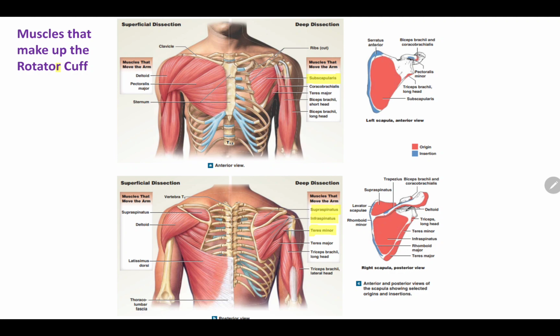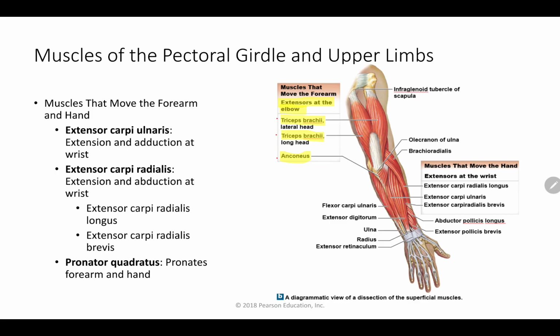Remember these muscles that make up the rotator cuff, right? It's going to be the subscapularis that you can see right here. It's also going to be the supraspinatus, infraspinatus, and teres minor. Remember these muscles, okay? Some people call them the SITS muscles, right? So for teres minor, infraspinatus, supraspinatus, and then subscapularis, right? These are those SITS muscles that make up the rotator cuff.